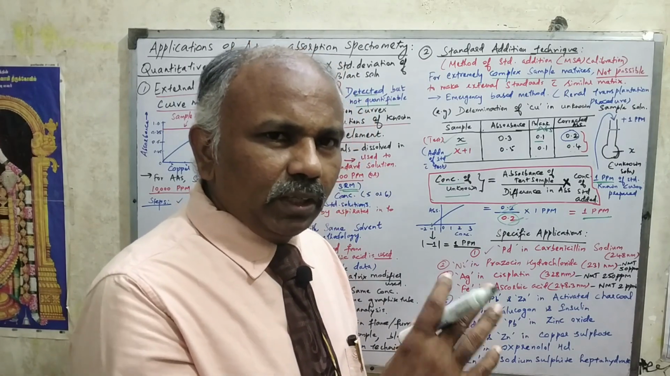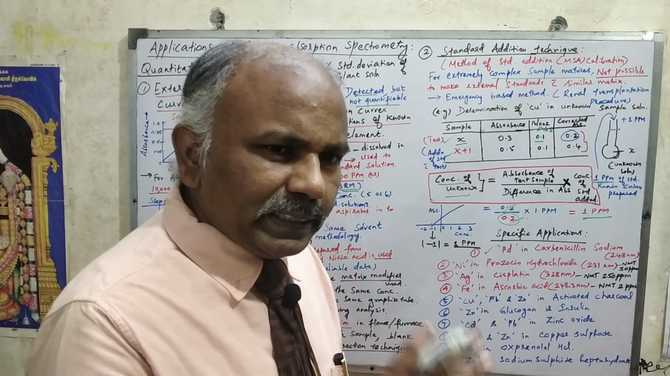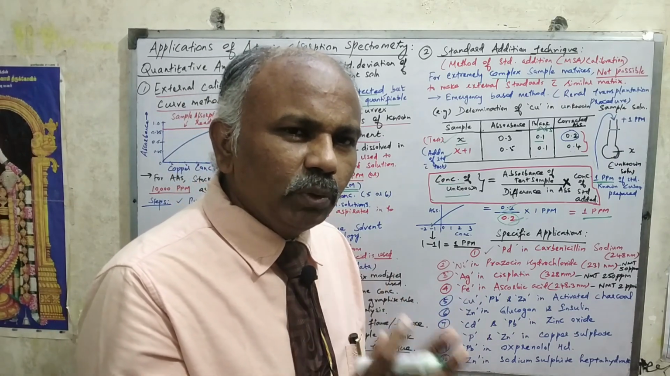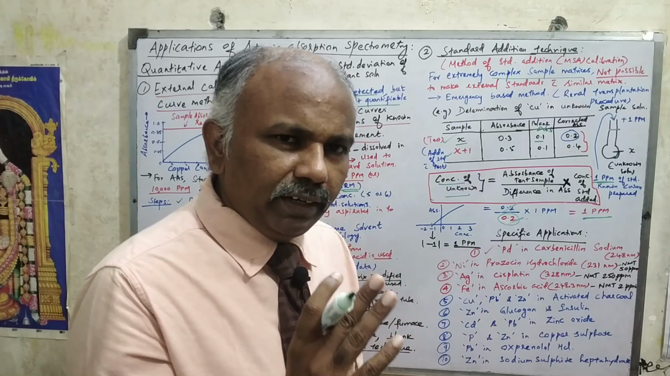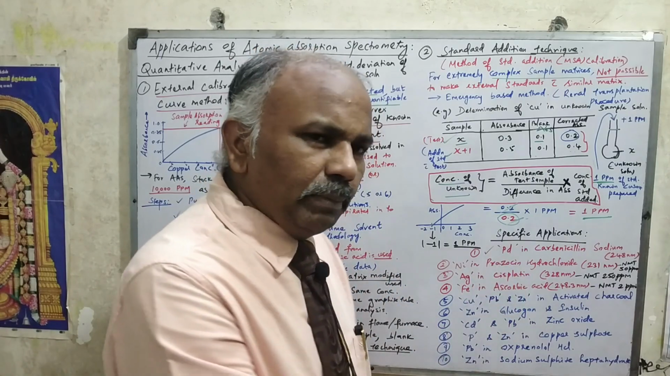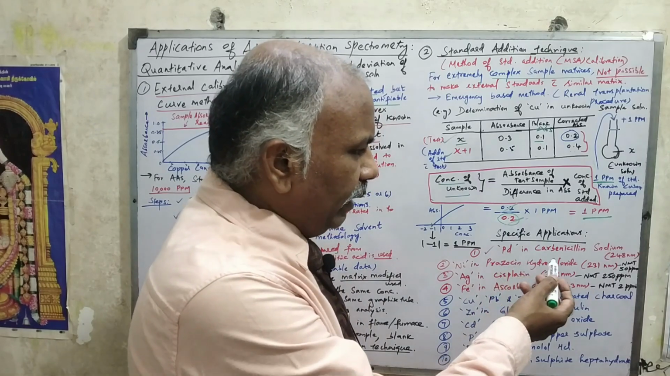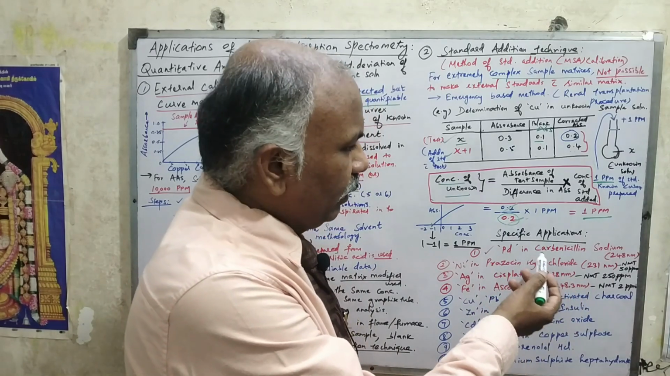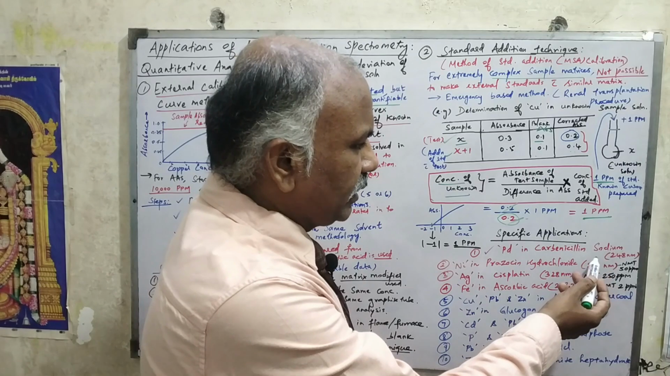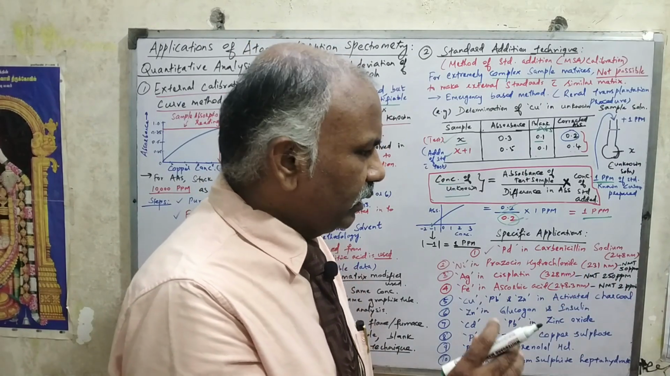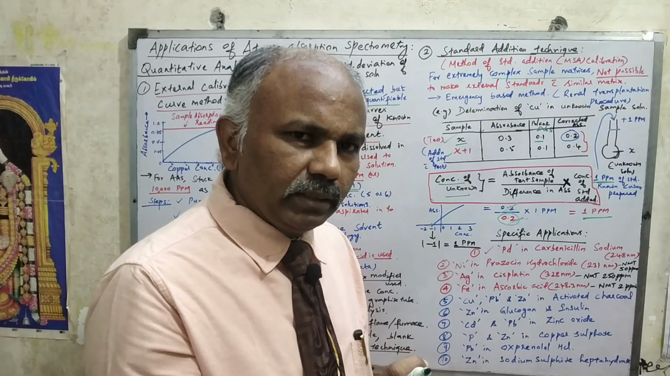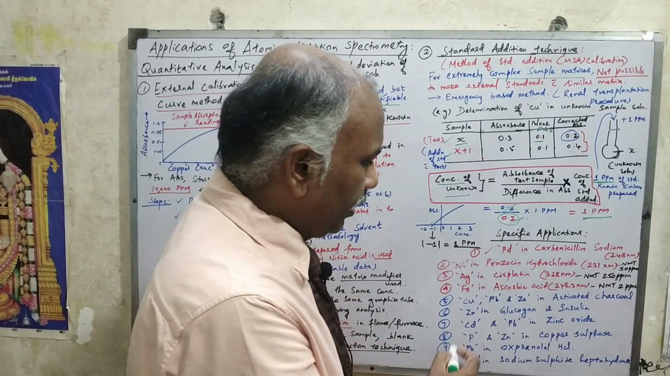Now this is all about the quantitative applications. Now the specific applications: how we use atomic absorption spectrometry for drug molecules. Some examples we are going to discuss. Palladium in carbenicillin sodium. The palladium present in carbenicillin sodium can be identified at 248 nanometer.